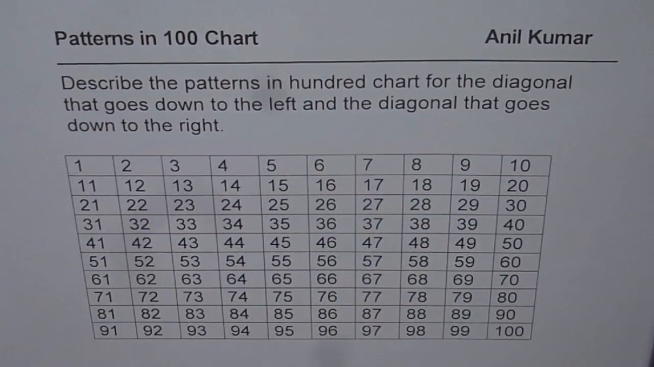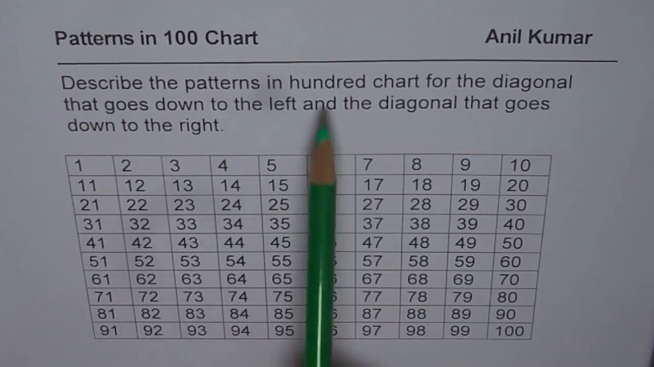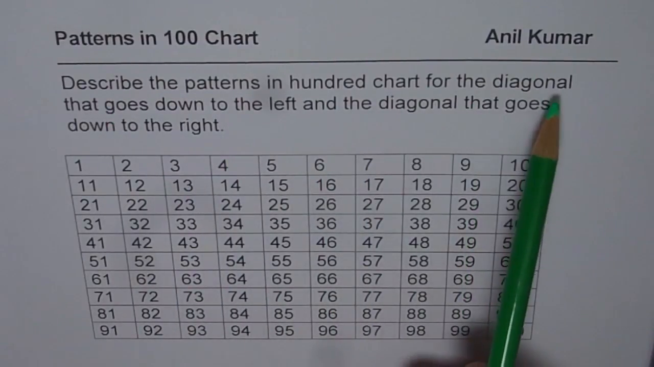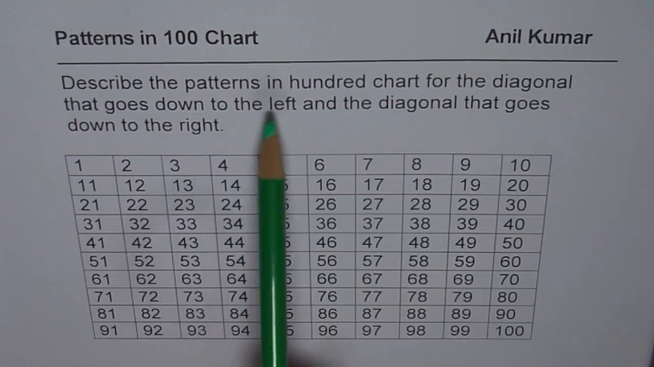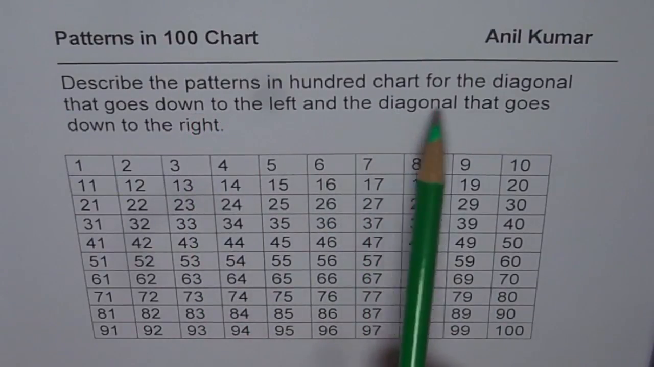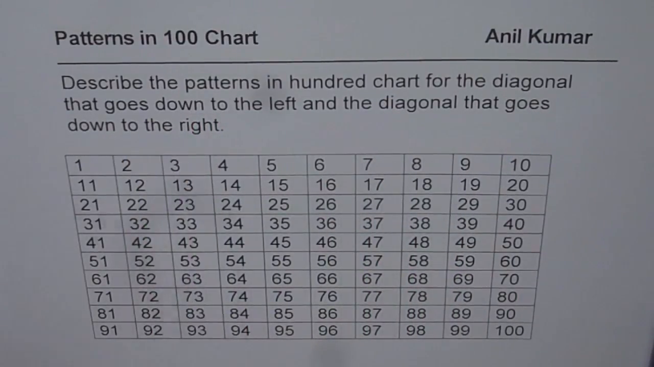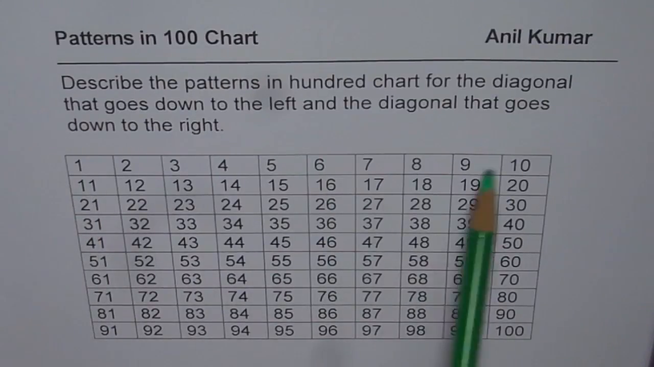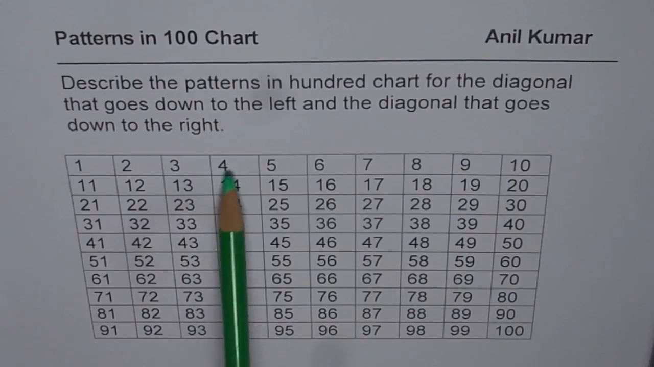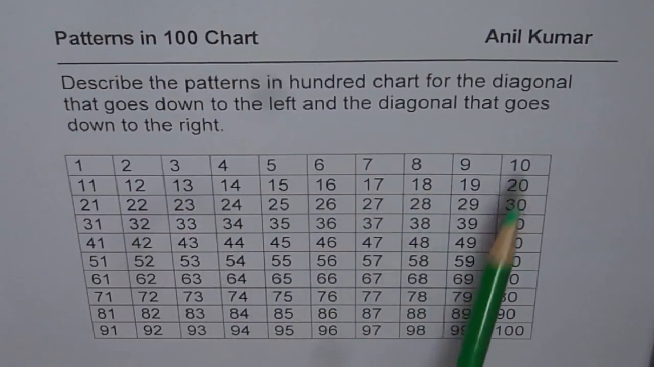The question here is, describe the patterns in 100 chart for the diagonal that goes down to the left and the diagonal that goes down to the right. Now here is a chart given to you where the numbers are written from 1 to 100, right? So in one row we have 10 numbers, 1, 2, 3, 4, 5, 6, 7, 8, 9, 10, and then 11, 12 and so on. So there are 10 rows and 10 columns.